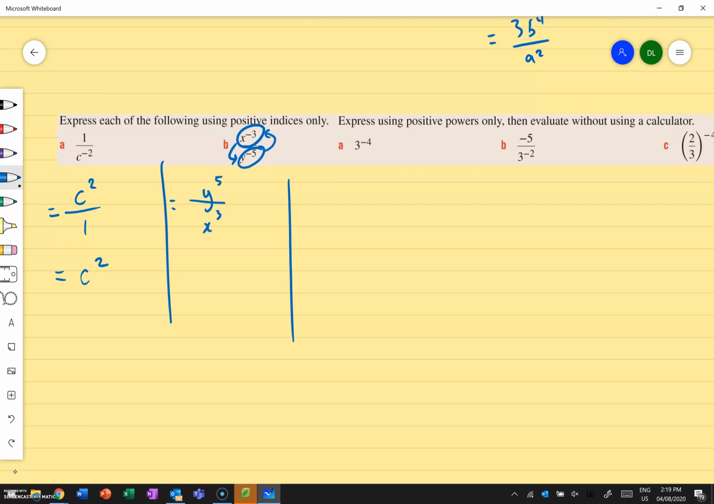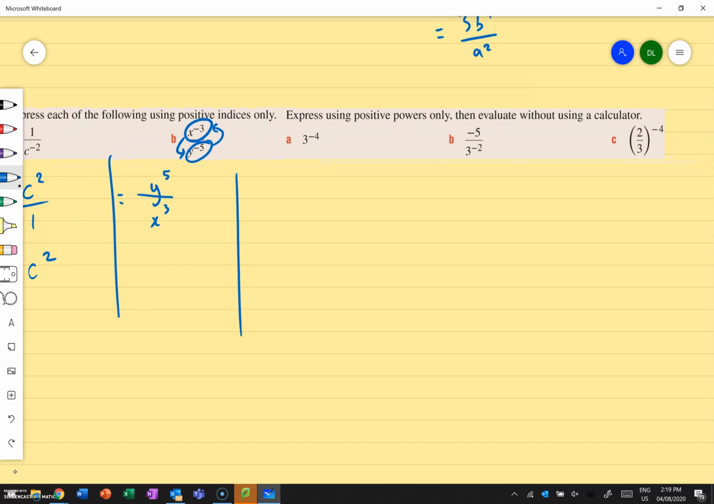Alright. Now, express using positive powers only and then evaluate without using your calculator. So, from here, I need to go ahead and do what we did before. So, I know that 3 to the power of negative 4 is the same as 1 over 3 to the power of positive 4. So, once again, I'm flipping it, or putting it on the other side of the fraction, and then I'm going to change those negative indices to positive indices.